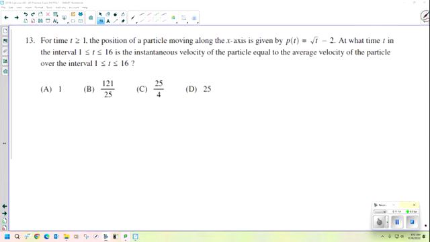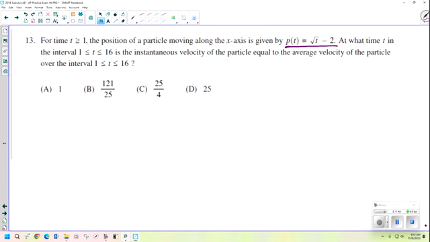13 states: for time t greater than or equal to 1, the position of a particle moving along the x-axis is given by P of t equals the square root of t minus 2. Pretty simple, position. At what time t in the interval between 1 and 16 is the instantaneous velocity of the particle equal to the average velocity of the particle over that interval from 1 to 16? All right, here we go.